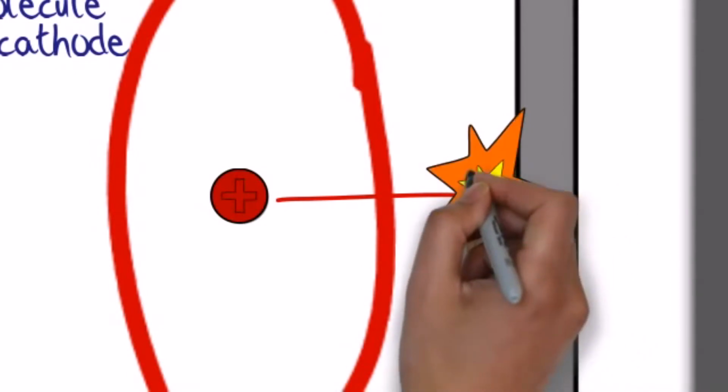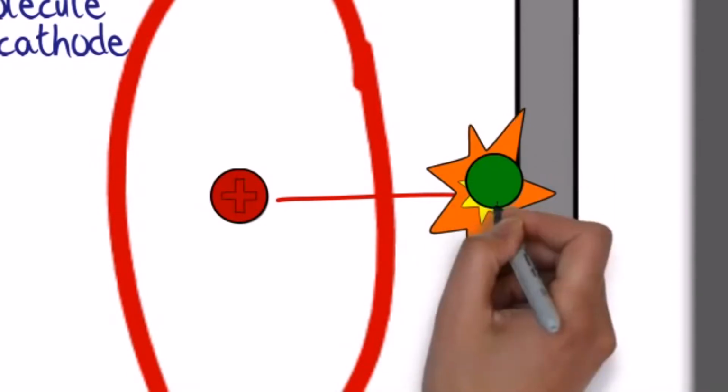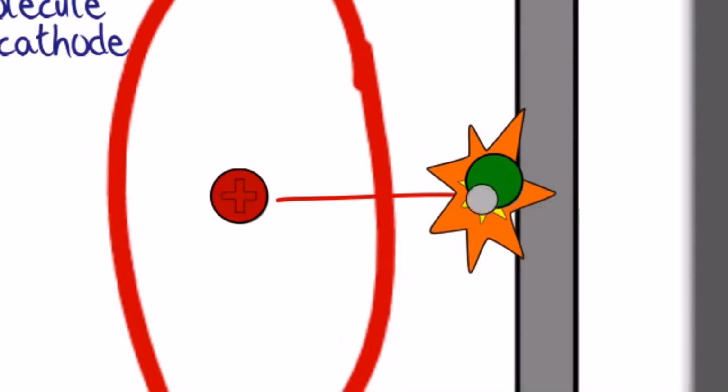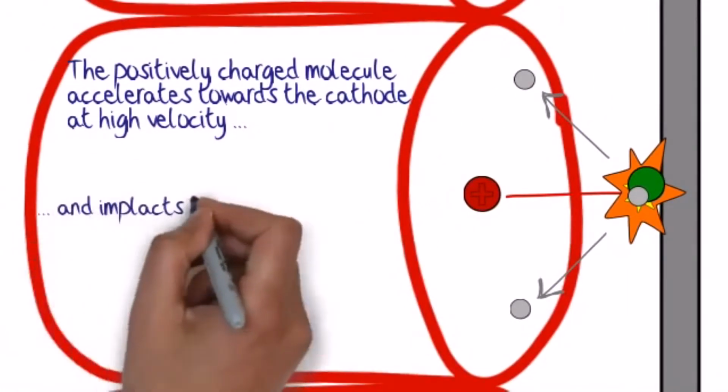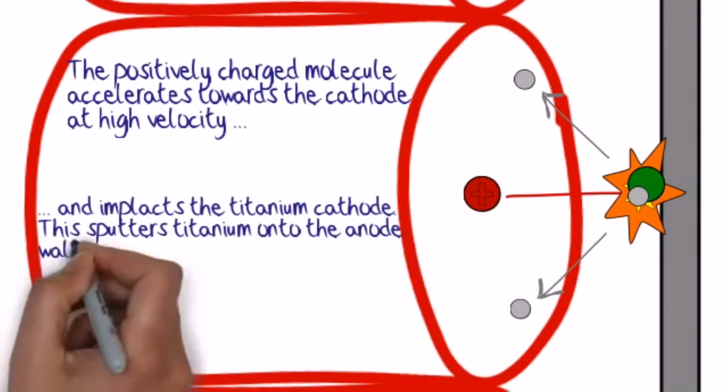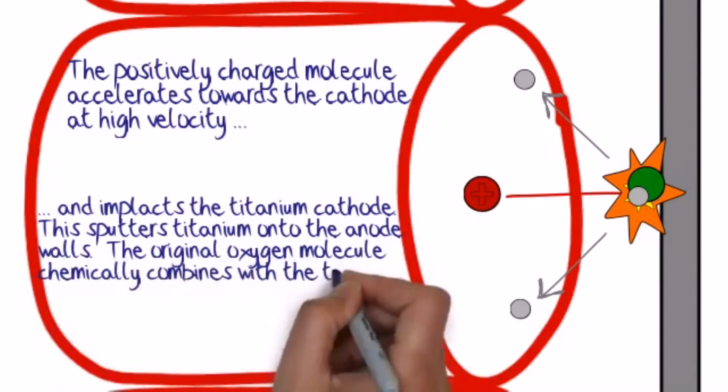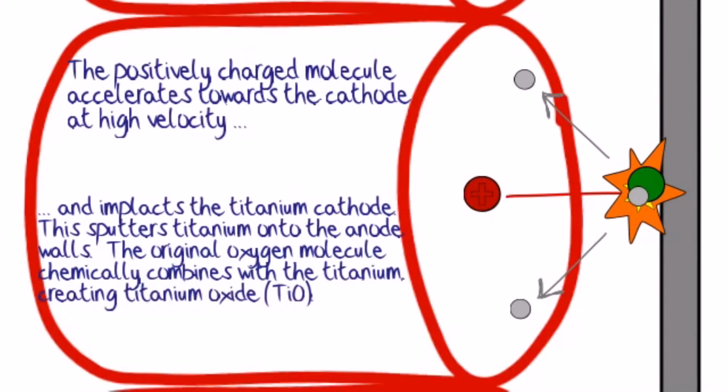And when it hits the plate, it's going to sputter, and two things happen. One is a chemical reaction. We use titanium as our material, and the oxygen is going to chemically combine with the titanium. And at the same time, there is going to be a physical reaction, and that impact is going to spray or sputter titanium molecules all over.